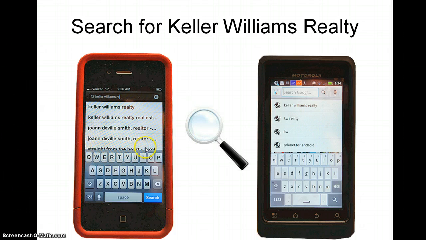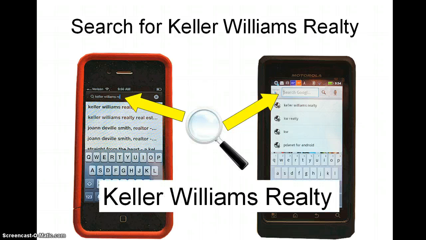And what it does is it defaults immediately to what I call a little search engine. They each have a little magnifying glass on it. You can see right there on the iPhone. And of course, there's also a little search box on the Droid. And the real key is to get to those search boxes. And what you want to do is type in the words Keller Williams Realty. Simple, Keller Williams Realty. But you do need to type the entire Keller Williams Realty into your search box.